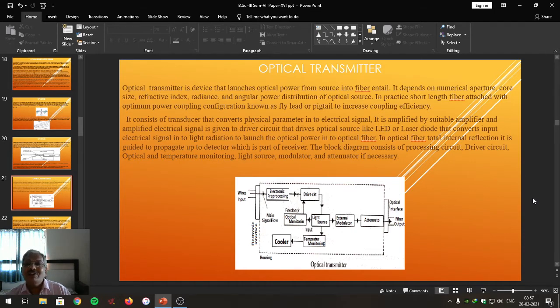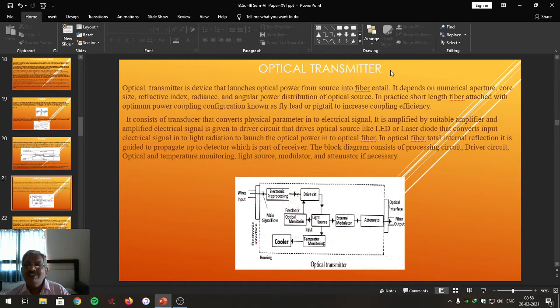Today we are going to study another part of optical fiber communication, that is known as the optical transmitter. In the block diagram of optical fiber communication, we have studied that it consists of three parts: the optical transmitter, the optical fiber, and the receiver. Transmitter and receiver are connected by an optical fiber through which the light radiations propagate due to total internal reflection, for which the optical fiber cable is designed.